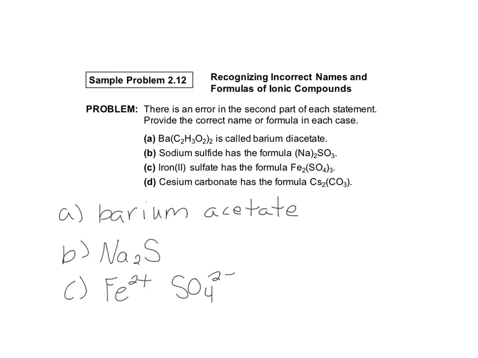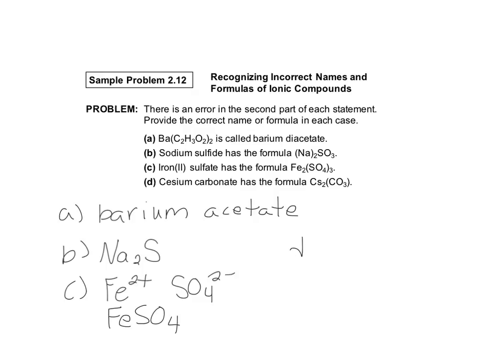The common factor between these two is 2, right? I just need 1 iron for every 1 sulfate to pair together to get those charges to add up to equal 0. And here they have that incorrect. They have 2 irons and 3 sulfates, and we only need 1 of each of those. So the formula should be FeSO4 for iron(II) sulfate.